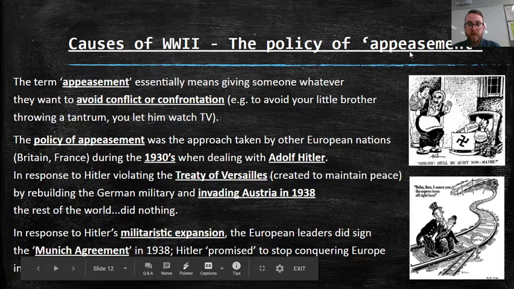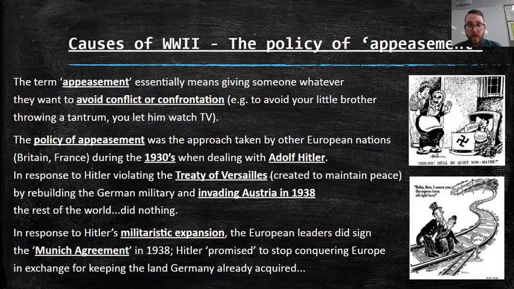Causes of World War II. The policy of appeasement. The term appeasement essentially means giving someone whatever they want to avoid conflict or confrontation. So if you're appeasing someone, you're doing whatever you can to try and make them happy.